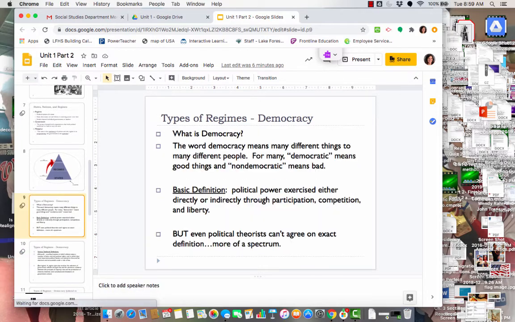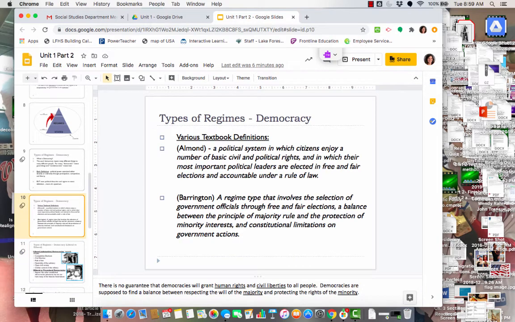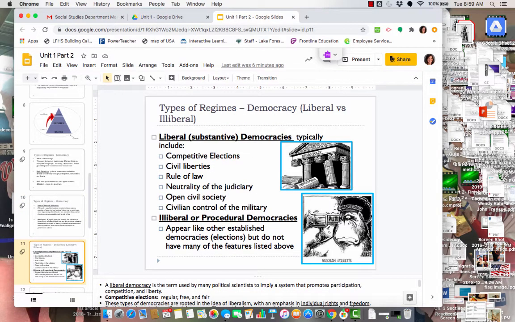Okay, so the first type of regime is democracy. I'll just skip that slide. Okay, so democracy. Democracy, power to the people, right, comes from ancient Greece. In this class, we're going to talk about 2 different types of democracies, a liberal substantive democracy and an illiberal procedural democracy. So these are synonymous, liberal substantive, illiberal procedural. So a liberal substantive democracy is the real deal democracy. It walks the walk, and it talks the talk.